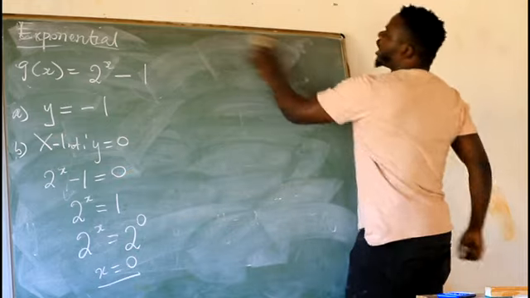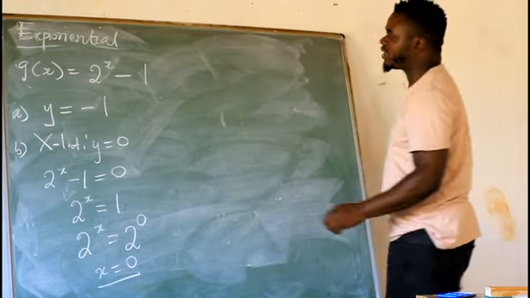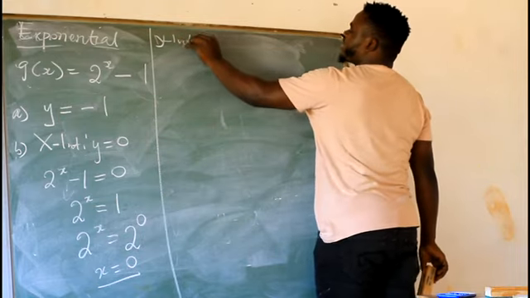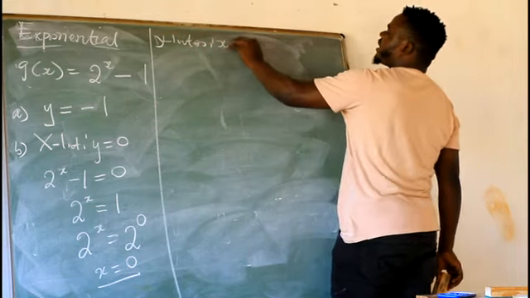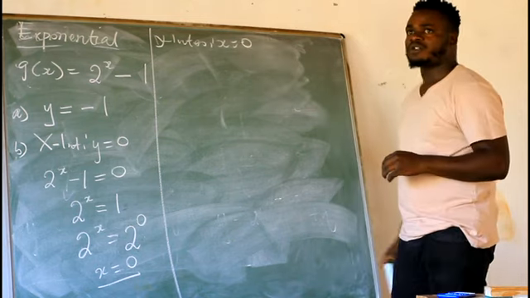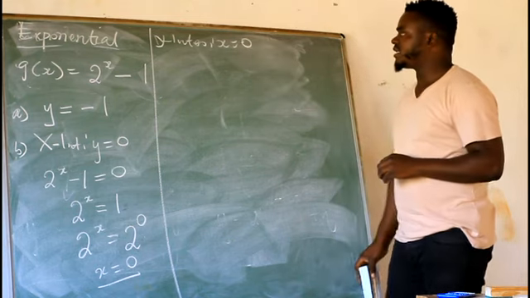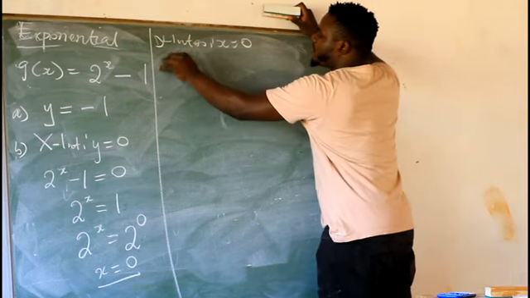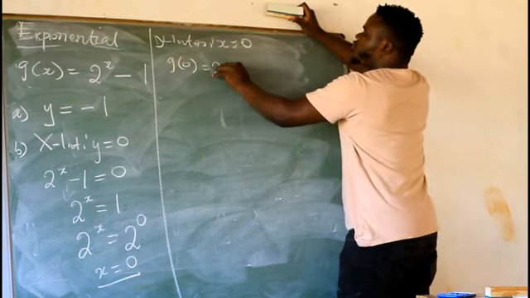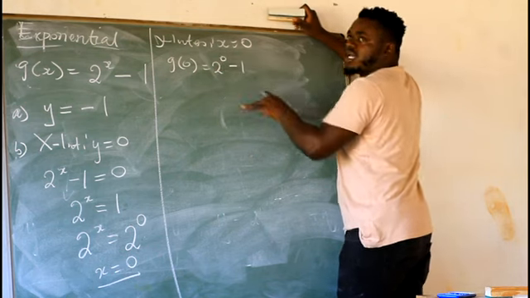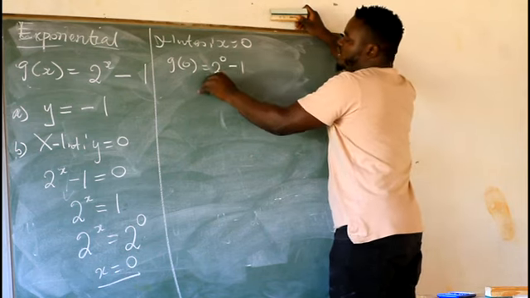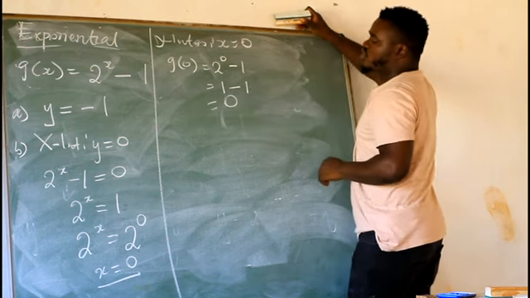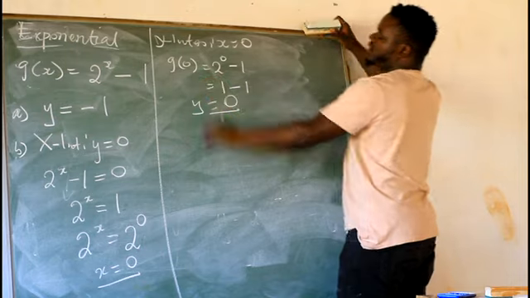Is 1. Now, we have x-intercept and also we have y-intercept. The y-intercept, x equal to 0. When we talk about the y-intercept, we are saying x equal to 0. Therefore, g at 0 is 2 to the exponent 0 minus 1. Any number to the power 0 is what? Is 1. Minus 1. 1 minus 1 is what? Is 0. Therefore, that is your y-intercept.